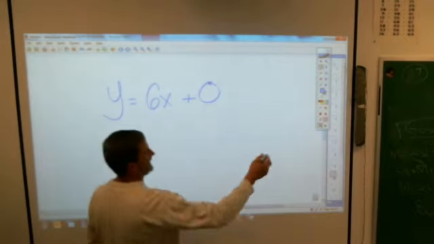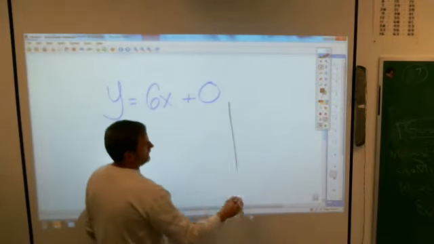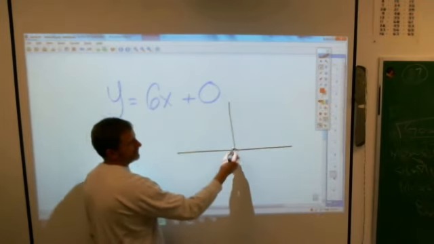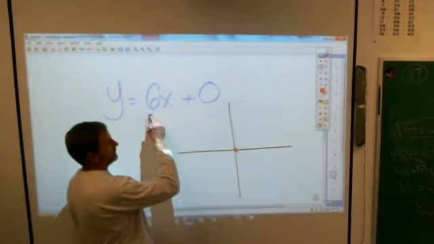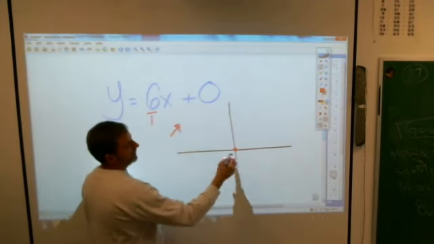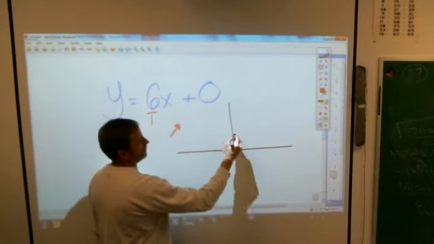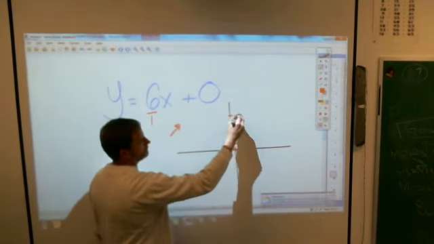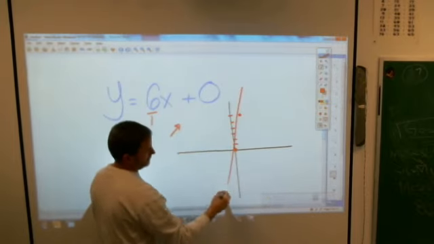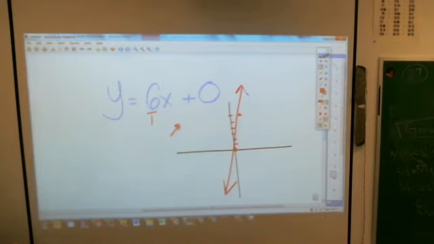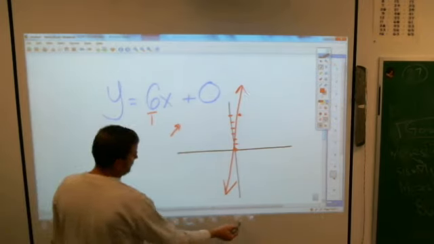And hopefully you got this. It crosses the y-axis at 0, which is the origin. And the slope is 6 over 1, and it's a positive slope, so it has to go uphill. Up 6, 1, 2, 3, 4, 5, 6, and over 1. Connect your dots. And that is the graph of y equals 6x.